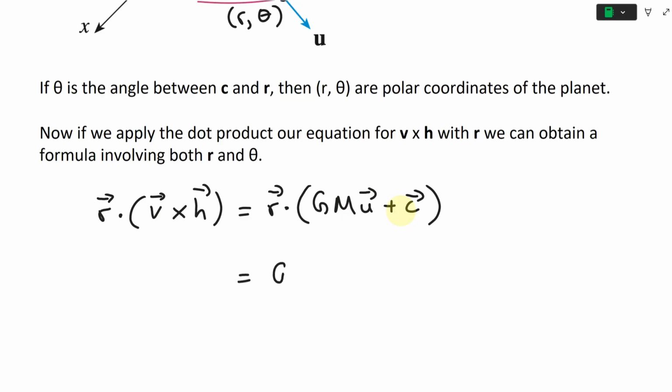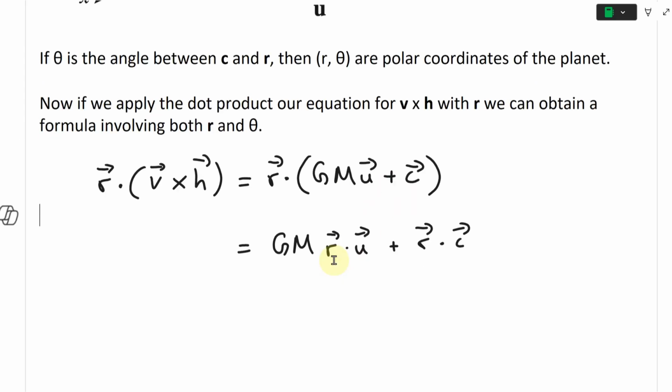So now we're going to get a GM scalar, let's move it out of there, and this is going to be times r vector dot with the u vector, and then plus the next part, so we get r dot c vector like that.